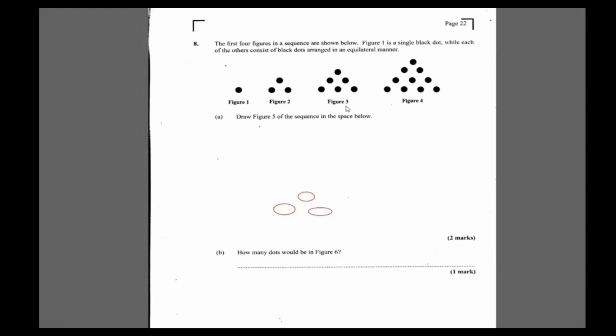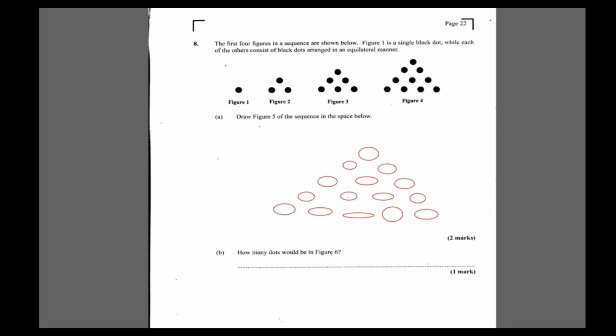So you add 2 to it. Figure 3, you add 3 to it: 1, 2, 3. Figure 4, you add 4 to it: 1, 2, 3, 4. And to figure 5, you add 5 to it: 1, 2, 3, 4, 5. And so this would be a representation of figure 5.